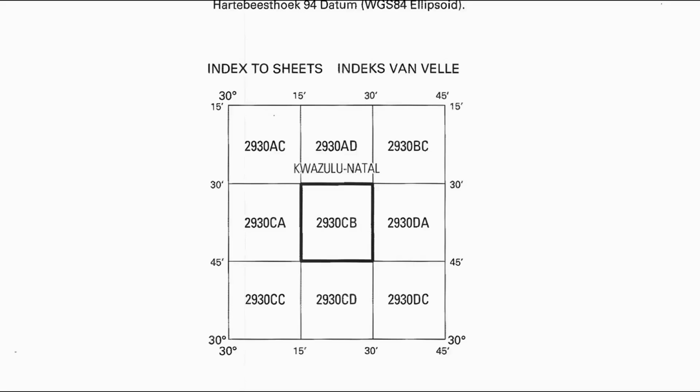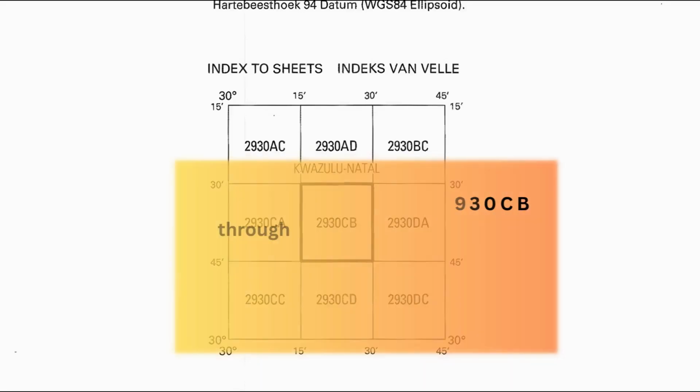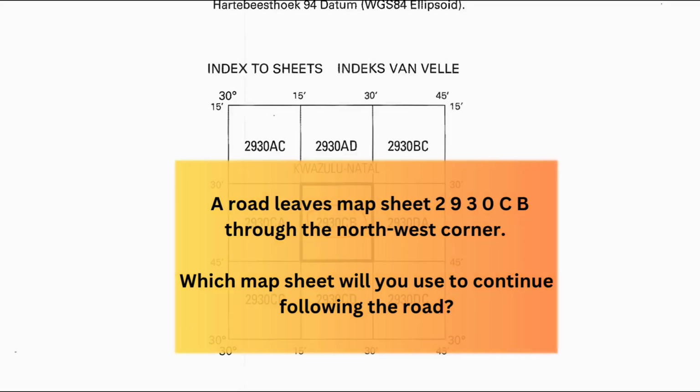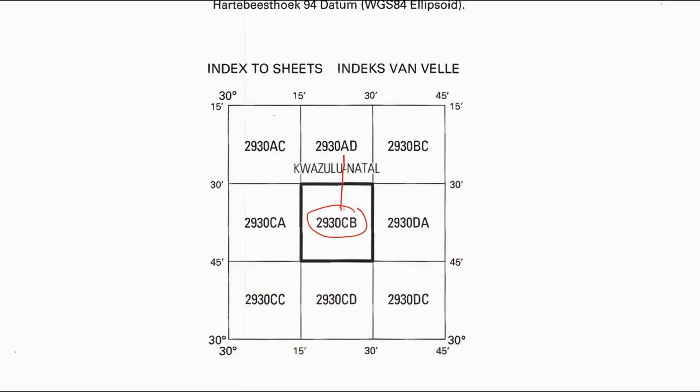Here's another question. A road leaves map sheet 2930CB through the northwest corner. Which map sheet will you use to continue following the road? So, you just move 1 step in this direction. This is the northwest direction, and this is your answer: 2930AC. Move north first, and then west.